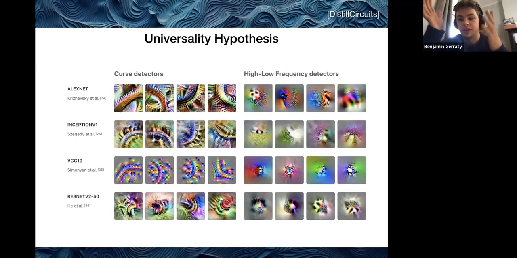An example of this would be in the image classifiers I showed you earlier. We see that different models all seem to generate their own kind of curve detectors. And another feature that these models create, one I didn't mention earlier, is a high-low frequency detector. This is a feature that the authors did not expect to see, but that the model seemed to create, features that detect high and low frequencies in images. And again, these seem to appear across multiple different models.